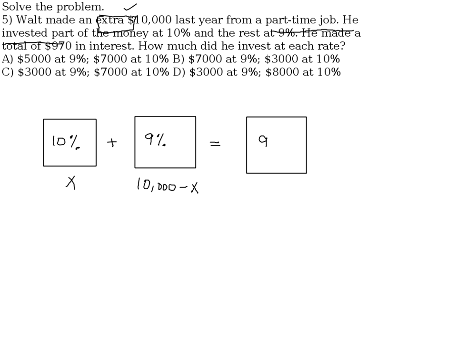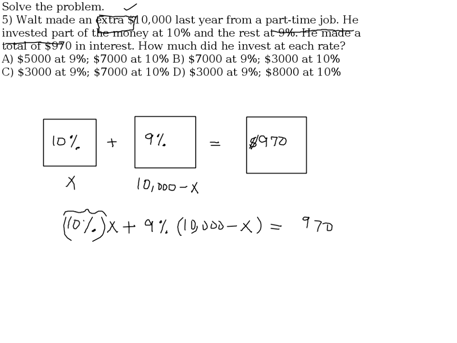So after all that, it's making 970. So here we have our equation: 10% times X plus 9% times 10,000 minus X would add up to 970. We can convert 10% to its corresponding decimal. They give you 0.1. Convert 9% to its corresponding decimal by dividing by 100. They give you 0.09. And then we distribute.